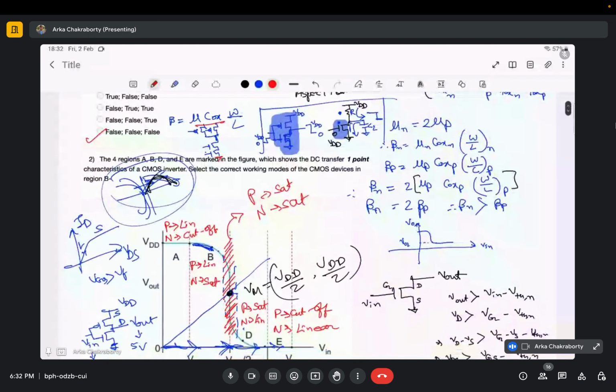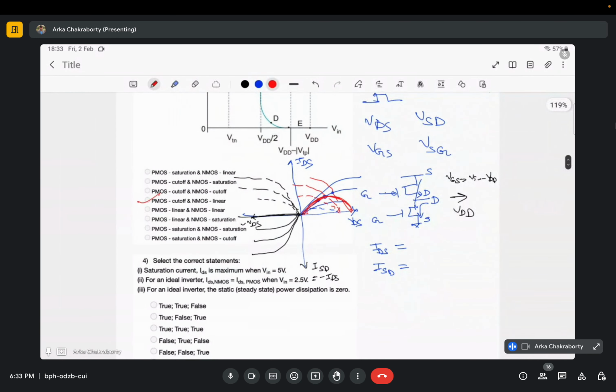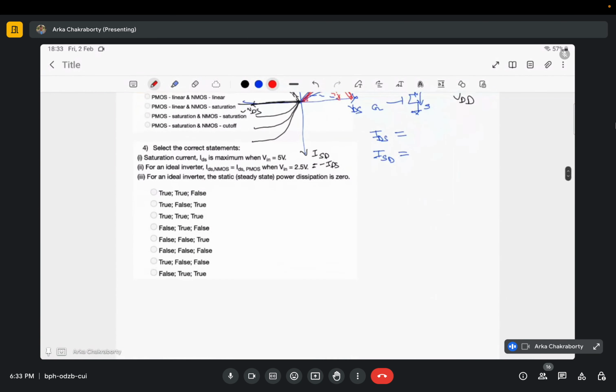This is the answer. And here it is asked about region E, right? In region E, you can see PMOS is in cutoff, NMOS is in linear. So PMOS is in cutoff, NMOS is in linear. Right? Clear? I hope it's clear and I'm not going too fast. Okay, the next question.